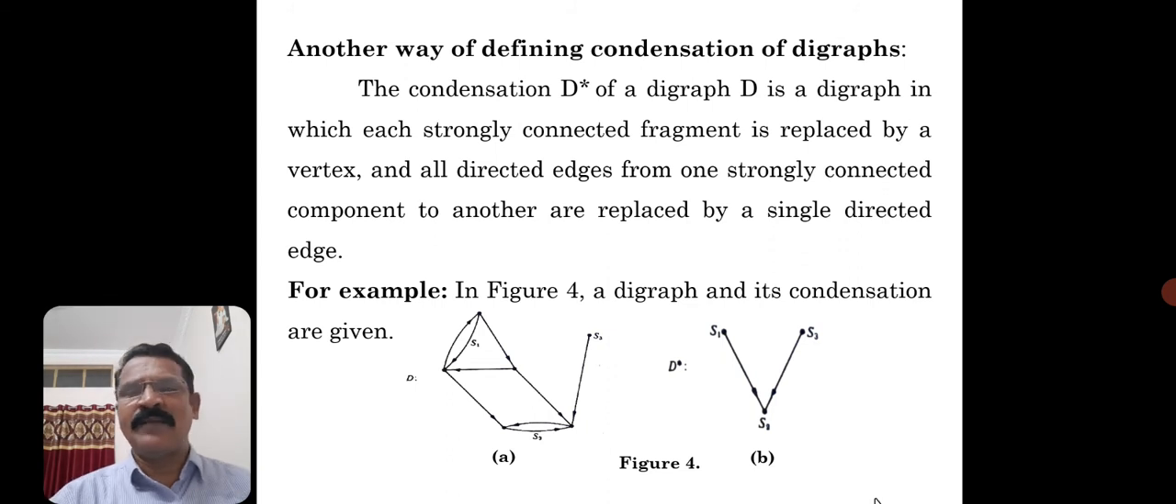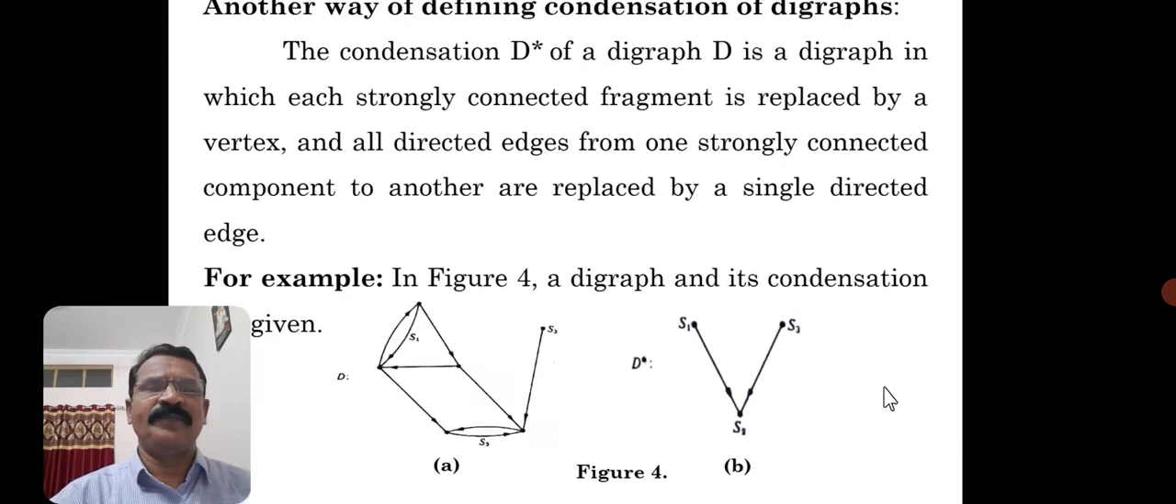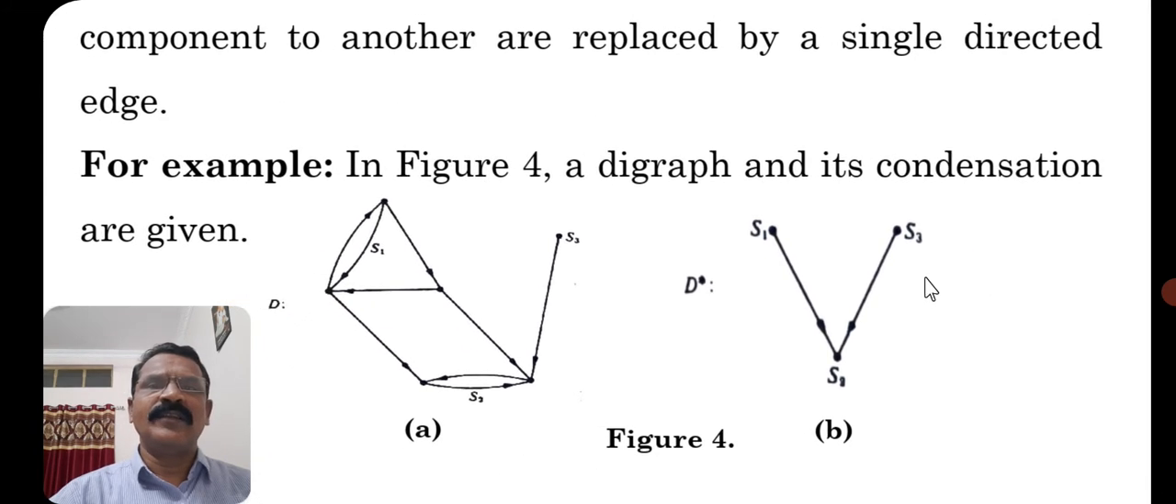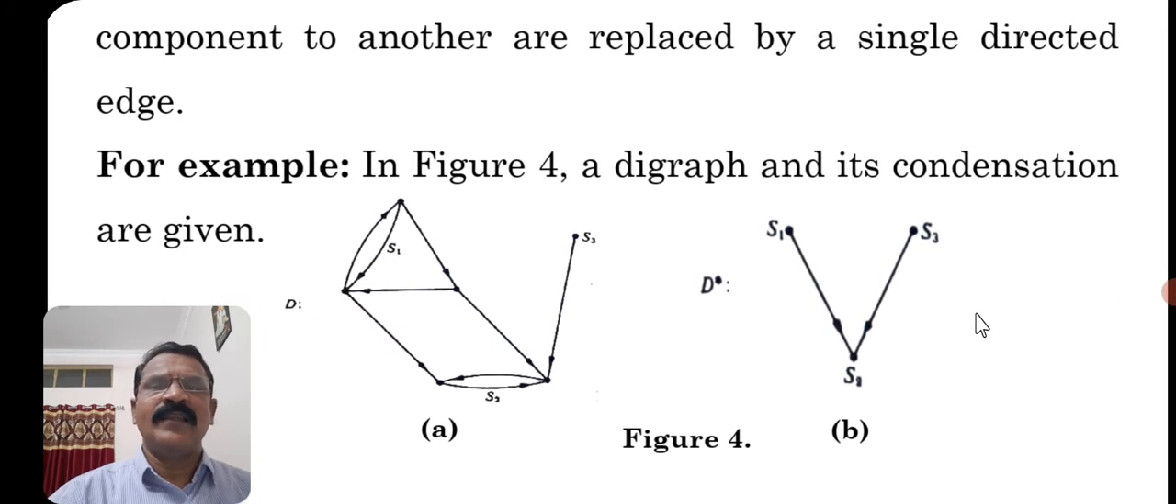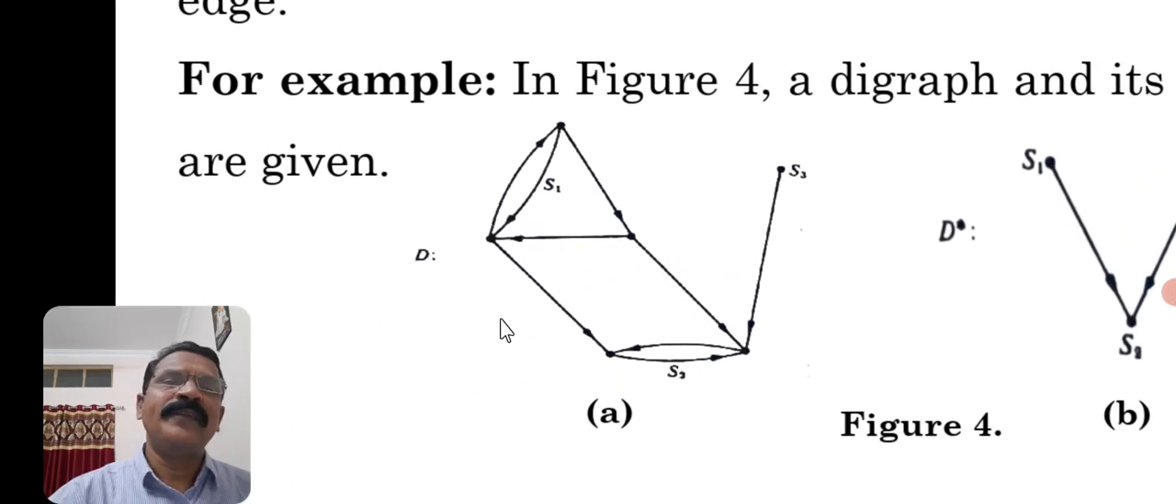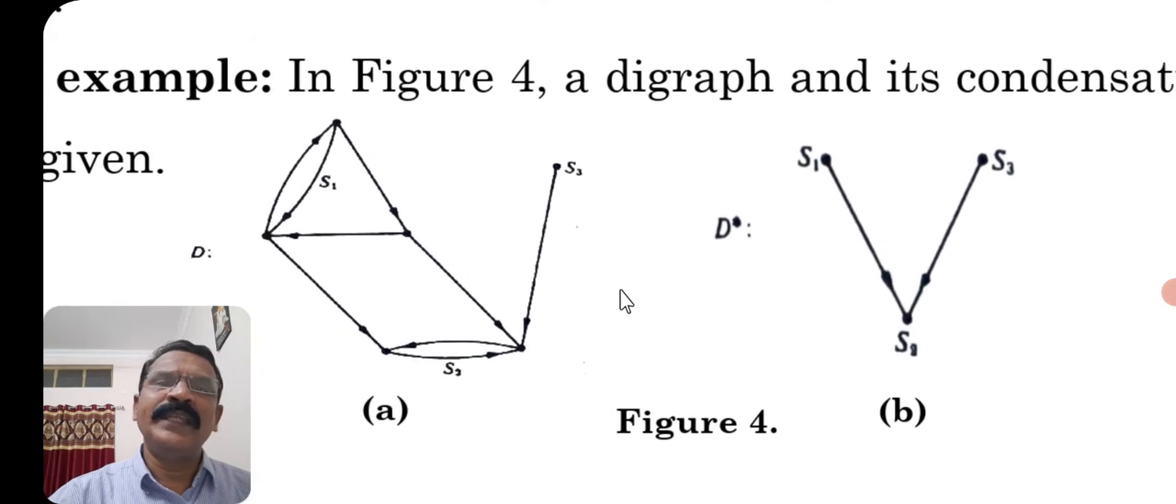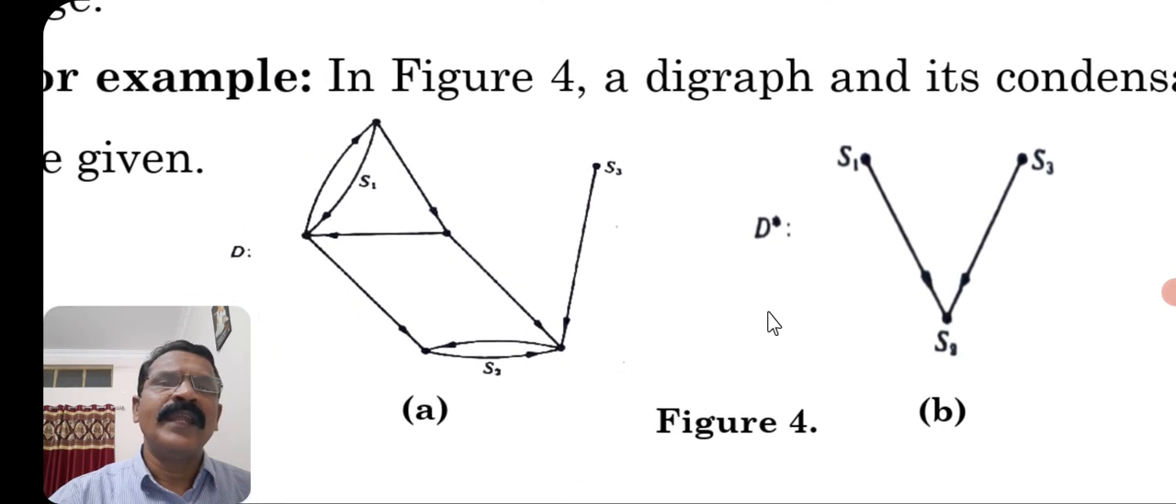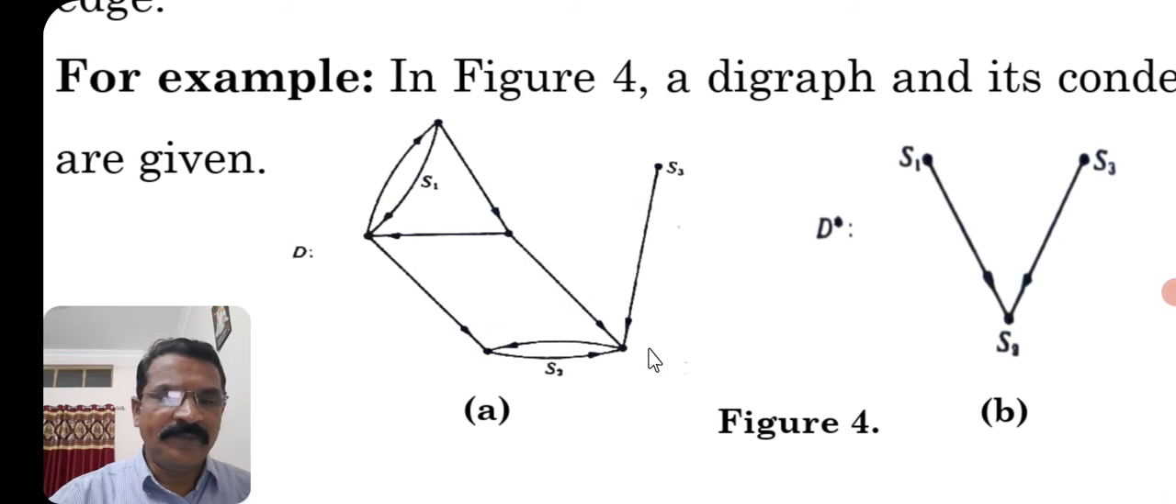Let me consider one example to clarify this concept. In this figure, a digraph and its condensation are given. So let us consider the graph D. Now we have labeled the components S1, S2, S3, not the edges, the components. So this is one component, this is another component, this is another component.